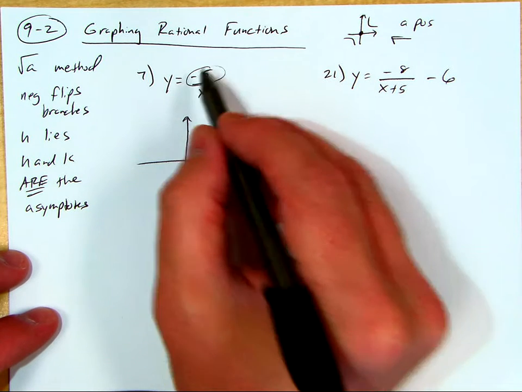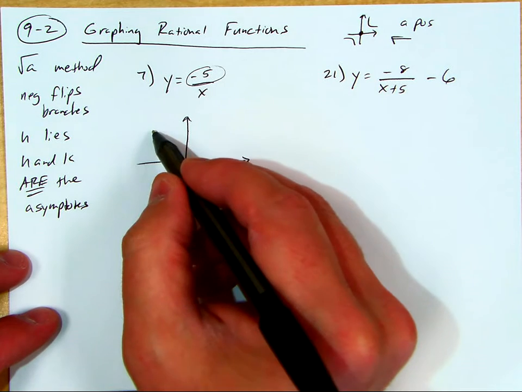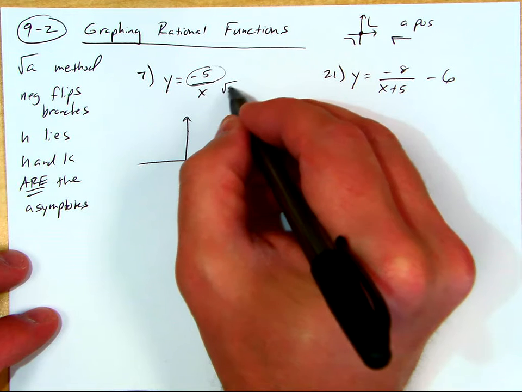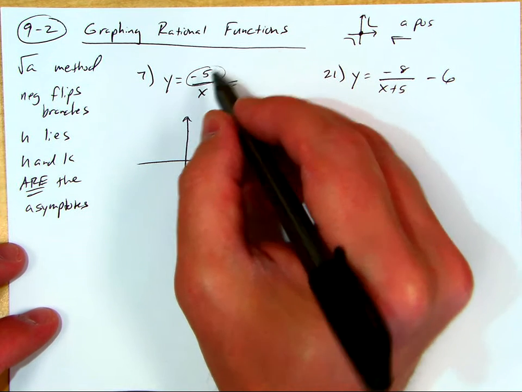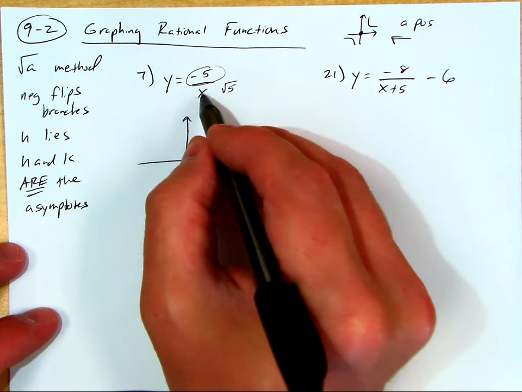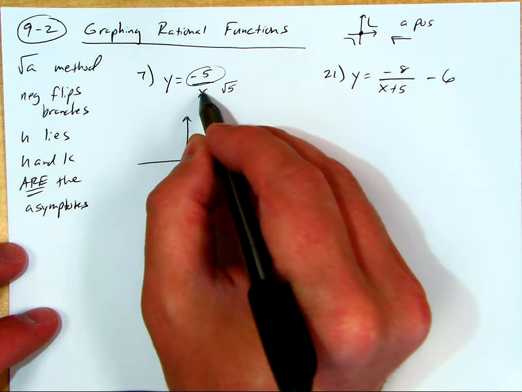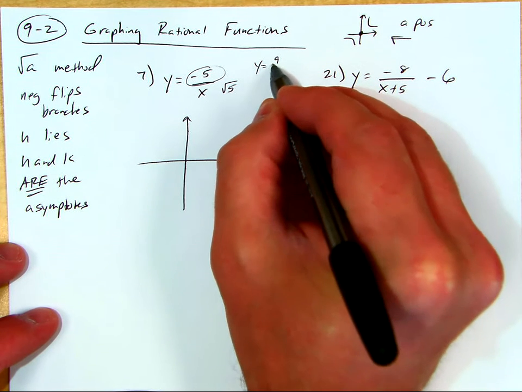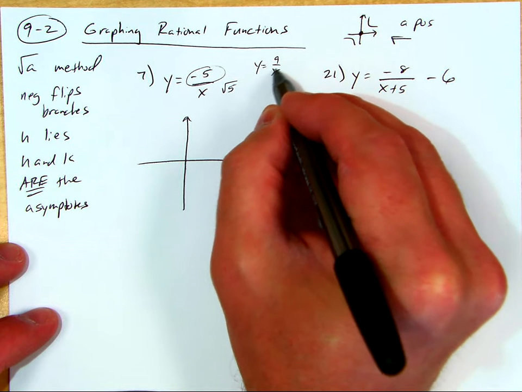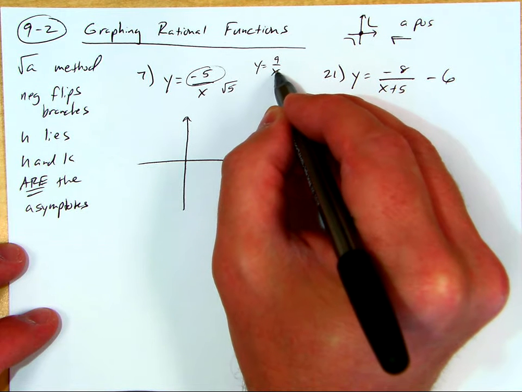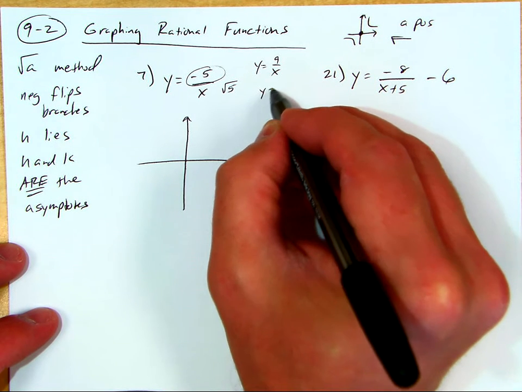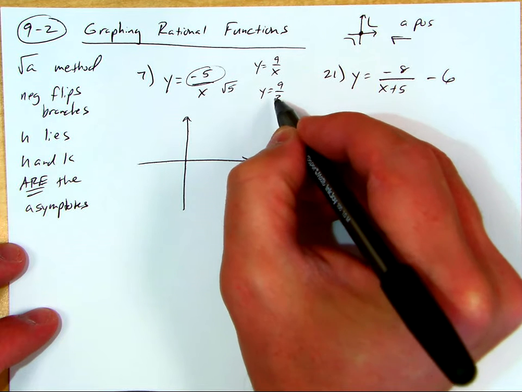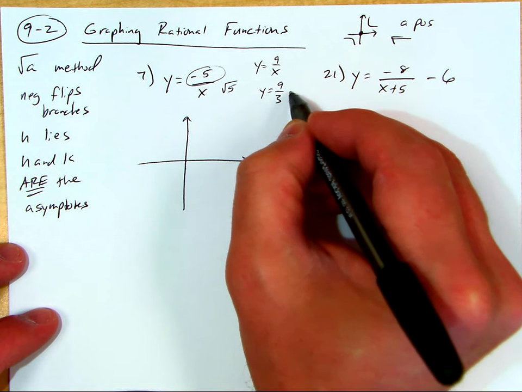So the asymptotes become our axes. And remember, this is negative, so it's going to be down here and up here. And then what is the square root of 5 to find the distance? And the reason this works is because when you choose the square root of 5 right here, the easy one to visualize is y equals 9 over x. If I choose the square root of 9 as 3, you get y equals 9 over 3. 9 divided by 3 is 3.